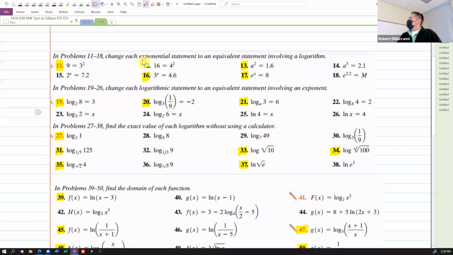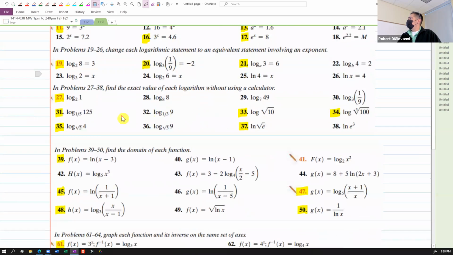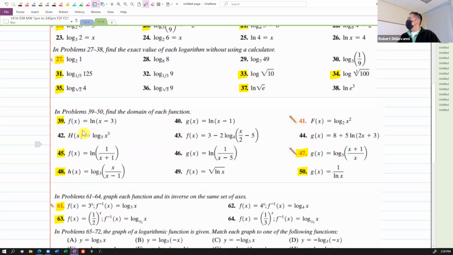first set is convert the exponential to log, okay? And then the next one is convert the log to exponential. So you're just going back and forth between the two forms. These, you're actually trying to figure out what the answers are exactly. So I did a few of these in class, like 2 to what power is 1? 1/5 to what power is 125? This is where you make the bases look the same and try to match the exponents up. See how that goes? This next section is domains.